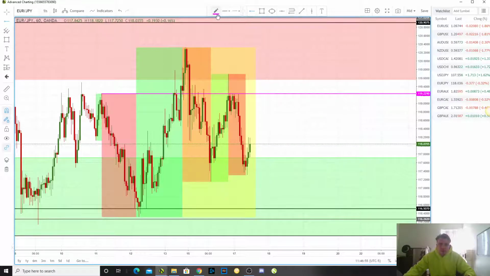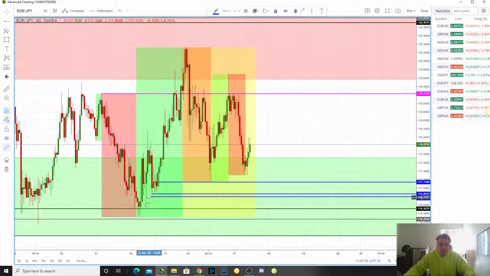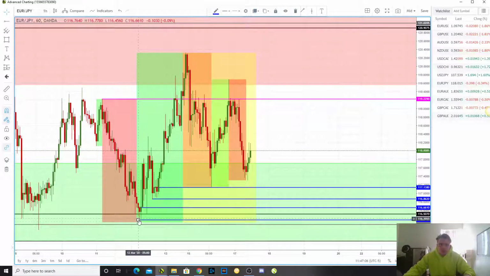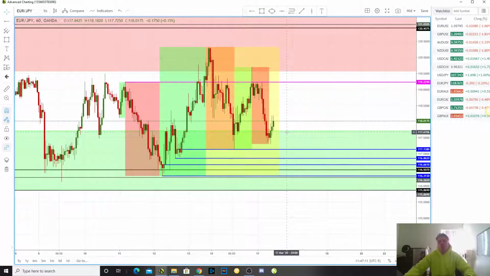So we're going to trade the euro yen. This is what our trade would be. That or this one. We got our impulse move here on the 240.